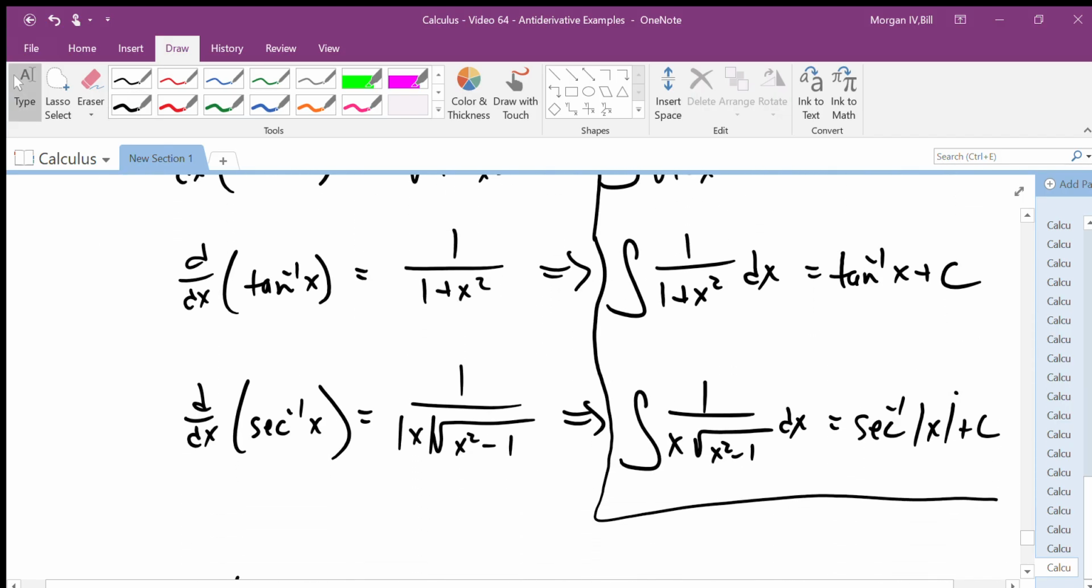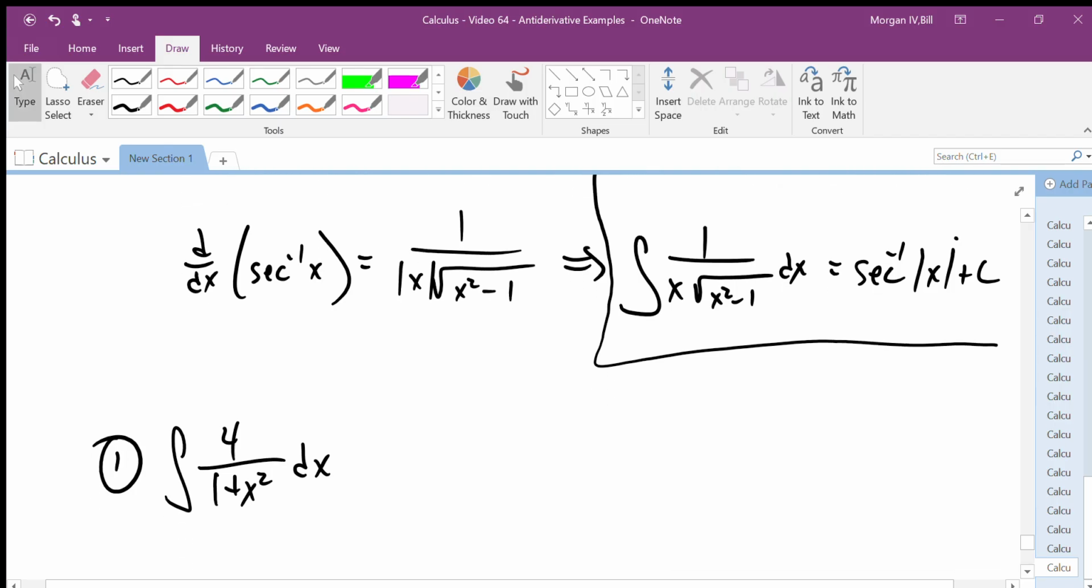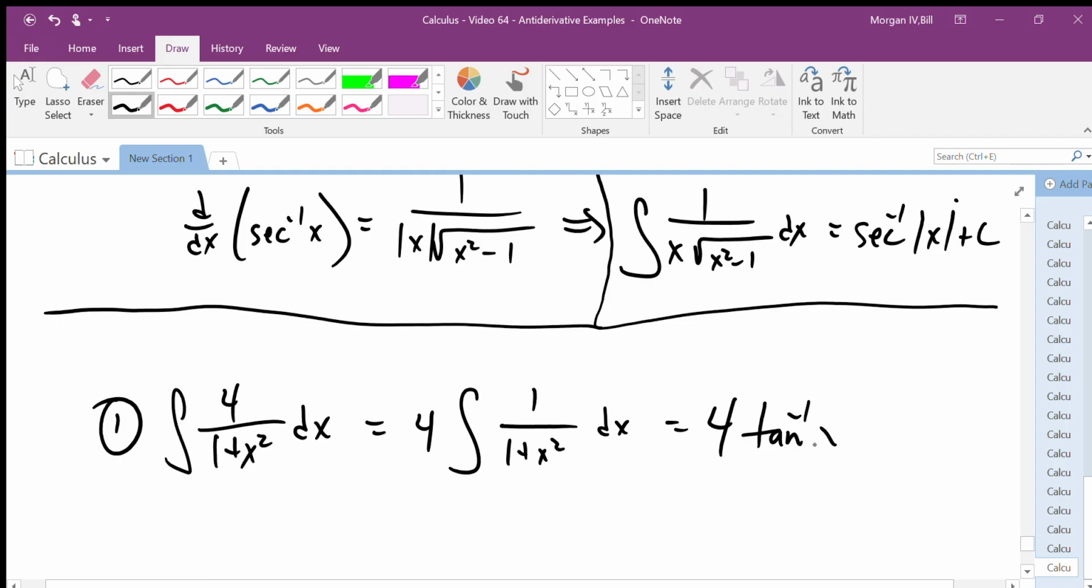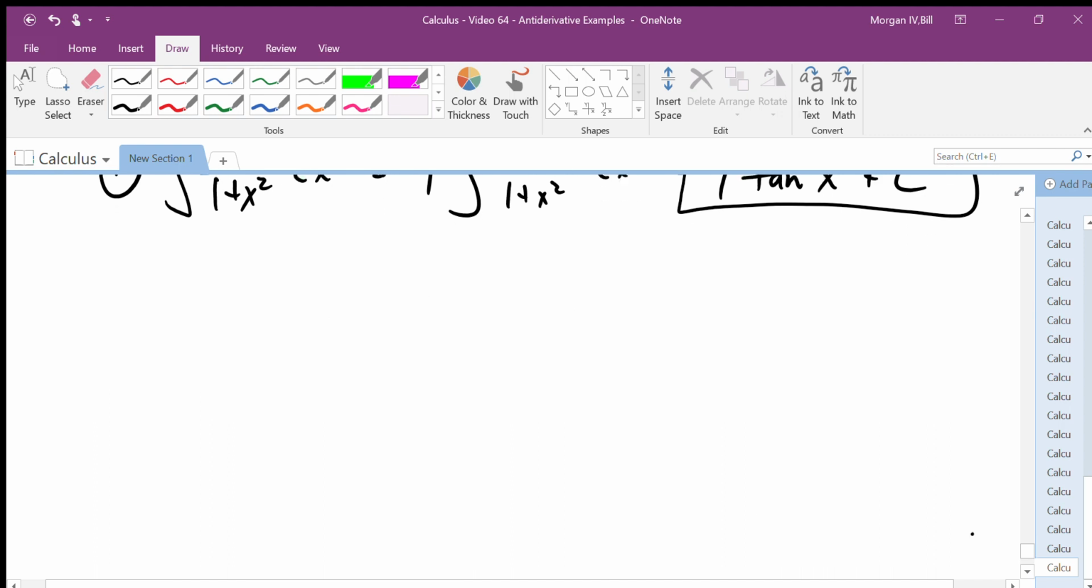Let's try a couple examples and call this very long video to be over. Here I have the integral of 4 over 1 plus x squared. We should recognize that is the derivative of an inverse tangent. Now that 4 can just kind of come out. We haven't talked much about this, but if I have a constant times something, I can actually bring that constant out in front of the integral. All right, and now I have the 4 times the integral of 1 over 1 plus x squared. That would be 4 times the inverse tangent of x plus c. Done.